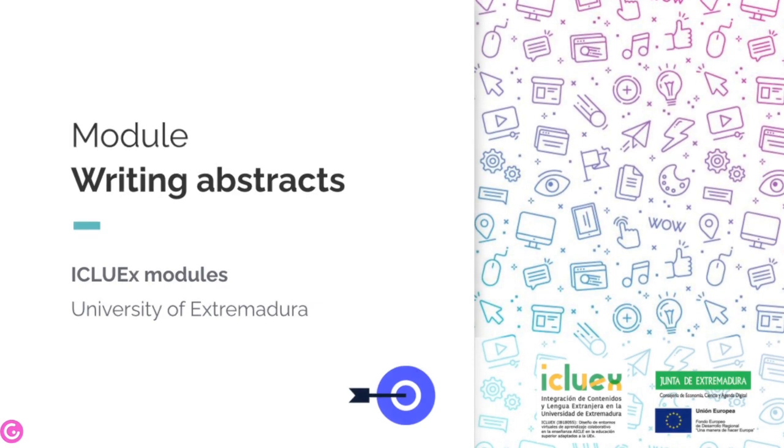So, the first question we need to answer is, what is an abstract? An abstract is a short summary of a completed research project or a longer piece of work, such as a dissertation or research paper. If done well, it makes the reader want to learn more about the research, since it reports on its principal aims and outcomes.